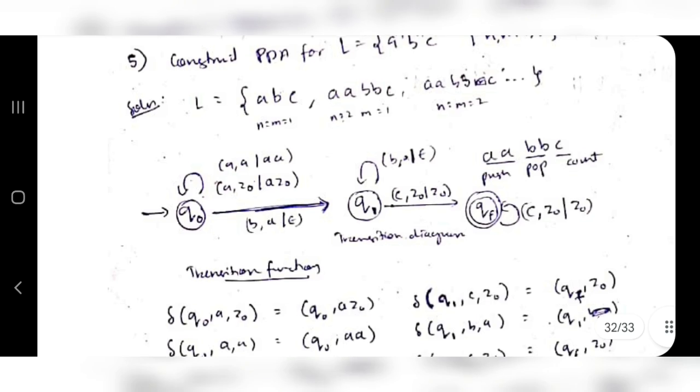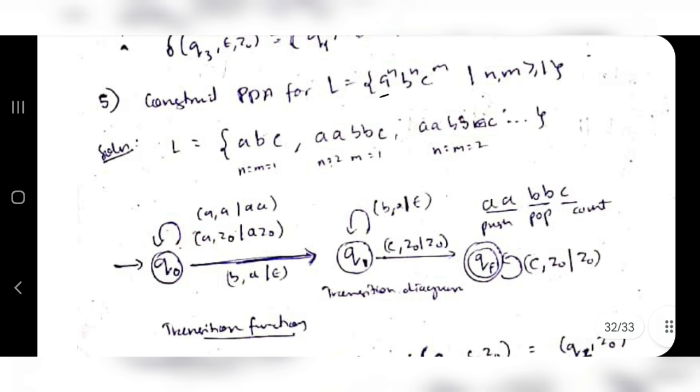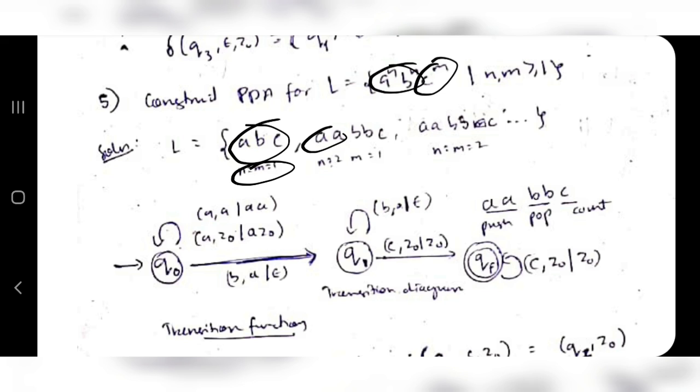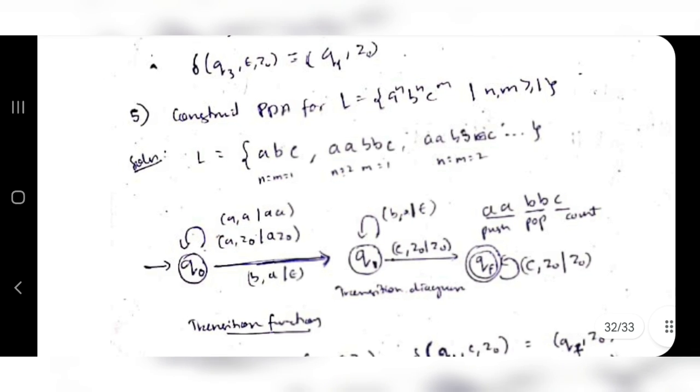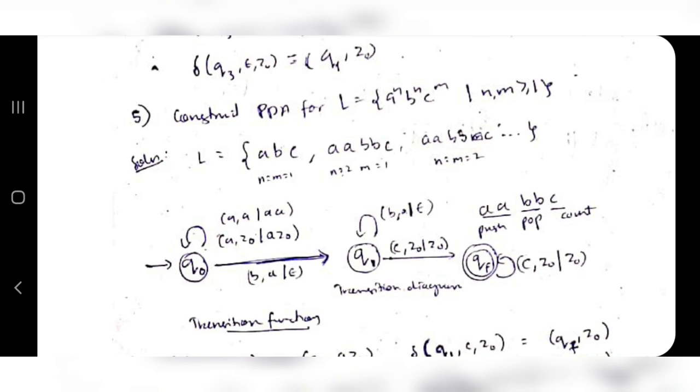And in this question we have been asked a power n, b power n, c power m. So three things are there separately, a, b and c, but two of them are combined, a and b have n and c has m. Suppose that n and m are equal to 1, so it will be a, b, c. If n is 2 and m is 1, a, a, b, b and c, and if n is equal to m is equal to 2, a, a, b, b and c, c. So how can we construct a PDA for this one?